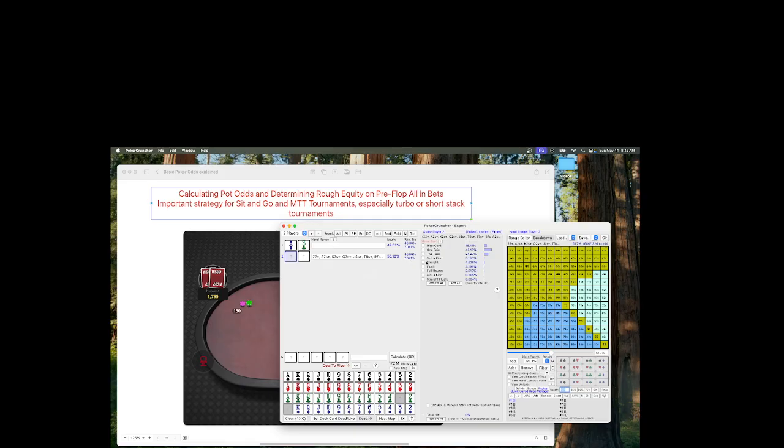All right, so if he's shoving 51% of the hands, we're almost like an effective coin flip against him. 49% to 50%, basically we'll call this 50-50. This is almost as close as you can possibly get.